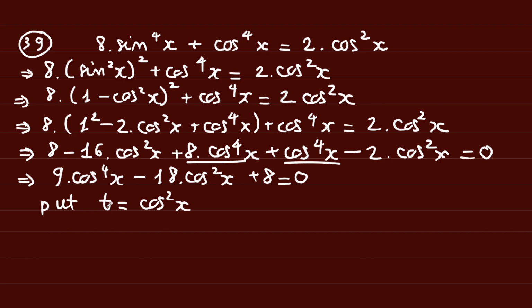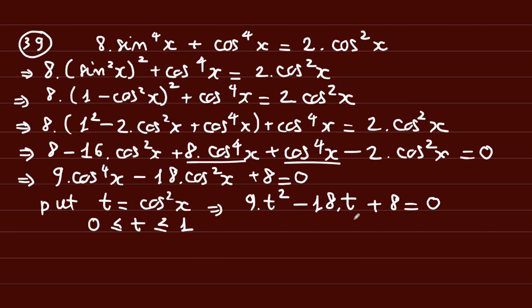Because t equals cos squared x, and cos squared always has a positive value or 0, it cannot be a negative number, so 0 is less than or equal to t, which is less than or equal to 1. And after changing the variable, you get 9t squared minus 18t plus 8 equal to 0. Okay, now it's time for using ABC for this.